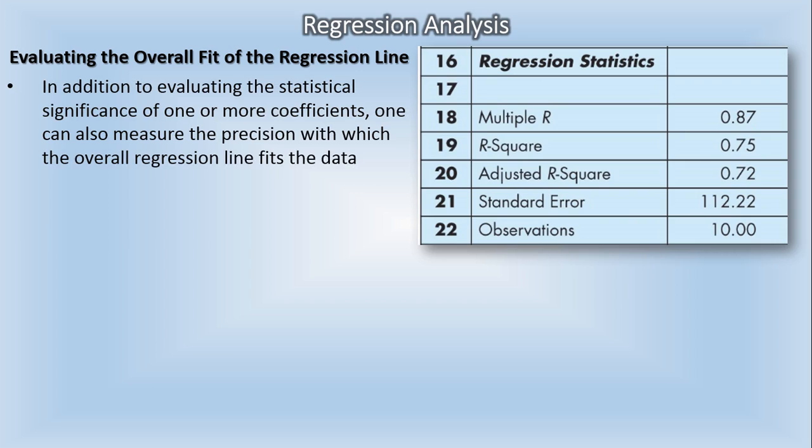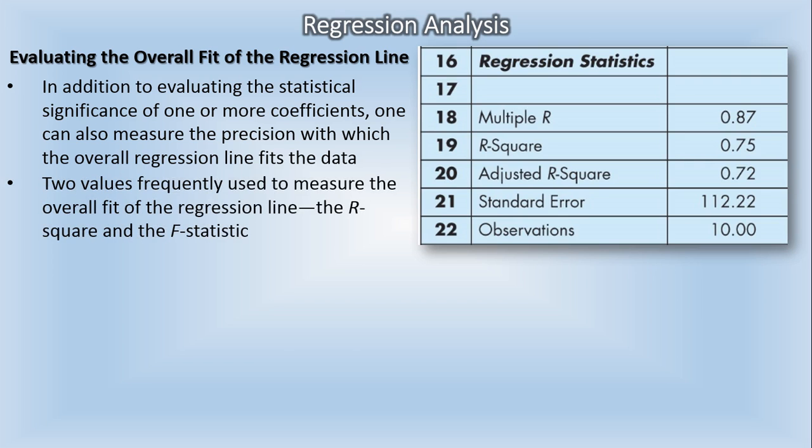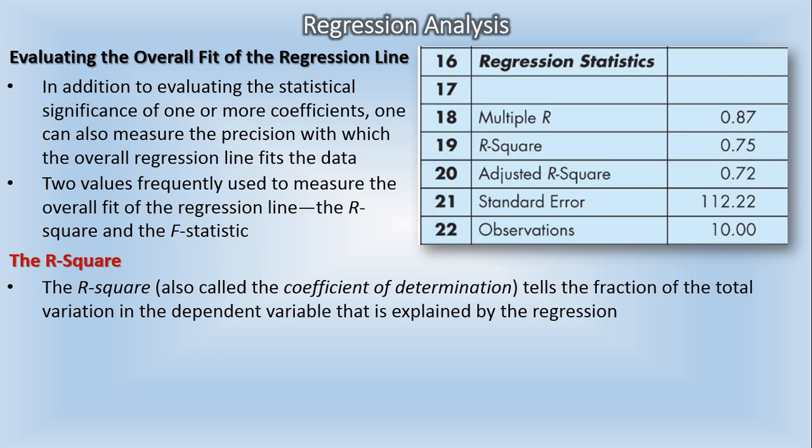Other statistics will give us ideas of that. So in addition to evaluating the statistical significance of one or more coefficients, one can also measure the precision with which the overall regression line fits the data. Two values frequently used to measure the overall fit of the regression line are the R-square and what's called the F statistic. We'll look at each of them in turn. Let's look at the R-square first. The R-square, also called the coefficient of determination, tells the fraction of the total variation in the dependent variable, in this case quantity demanded, that is explained by the regression.